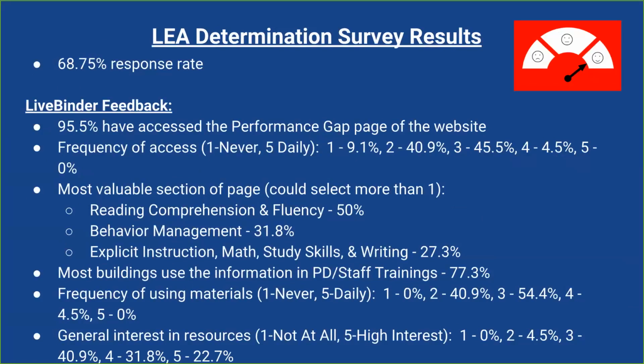And that may just be that you don't need it. You feel that everything in your building is going fine. You don't need those resources. And between 2 and 4, we've got between 40 and 50% accessing. If there's something you see that you need or it's not user-friendly, please let us know.